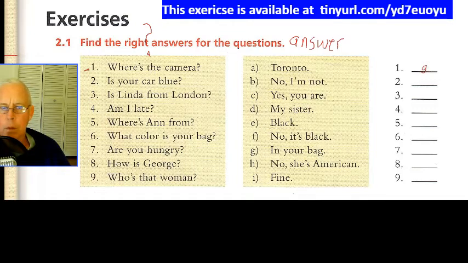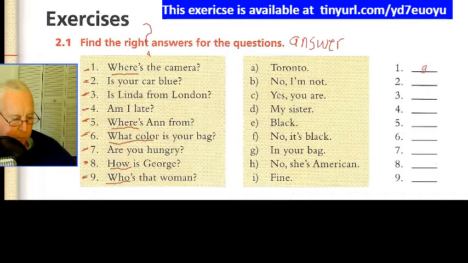Where's the camera? Is your car blue? Is Linda from London? Am I late? Where's Anne from? What color is your bag? Are you hungry? How is George? Or how's George? Who's that woman? And you may be noticing that five of these are WH questions. So the others are yes or no questions. That should help you a little bit.